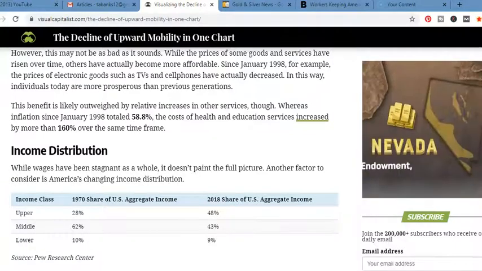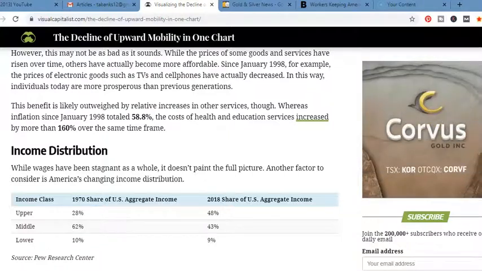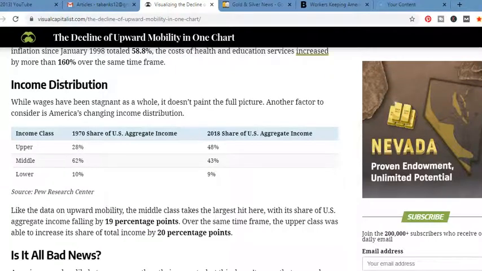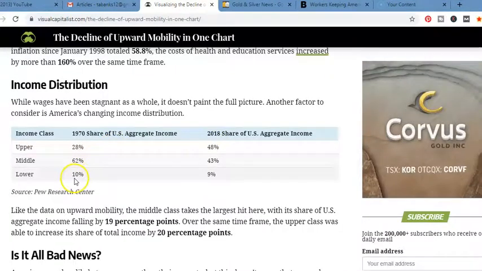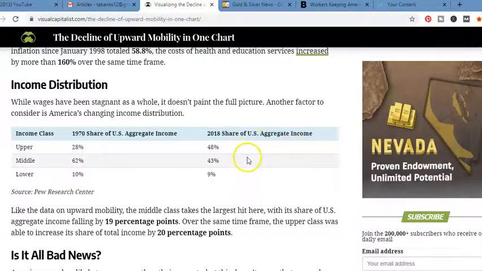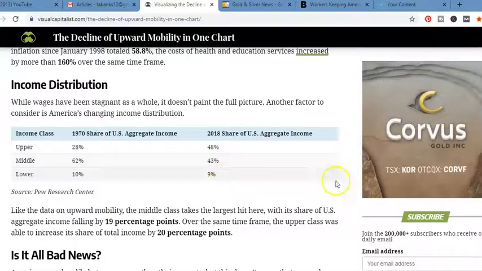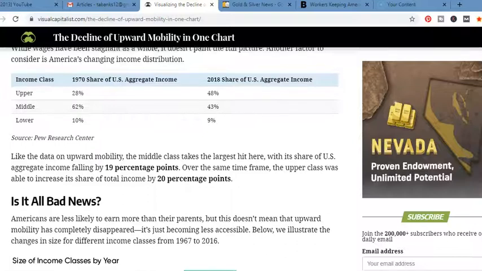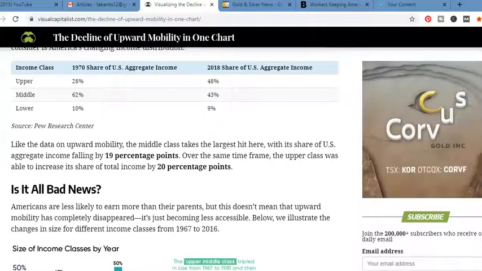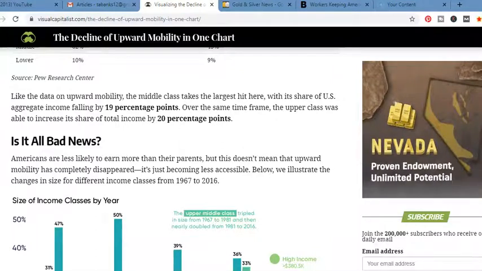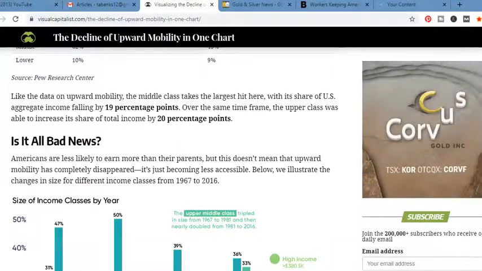Income distribution. While wages have been stagnant as a whole, it doesn't paint the full picture. Another factor to consider is America's changing income distribution. In 1970, the share of U.S. aggregate income was 62% for the middle class, 29% upper, and 10% lower. In 2018, 48% goes to the upper class, 43% middle, and 9% lower. Like the data on upward mobility, the middle class takes the largest hit here, with its share of U.S. aggregate income falling by 19 percentage points over the same time frame. The upper class was able to increase its share of total income by 20 percentage points.